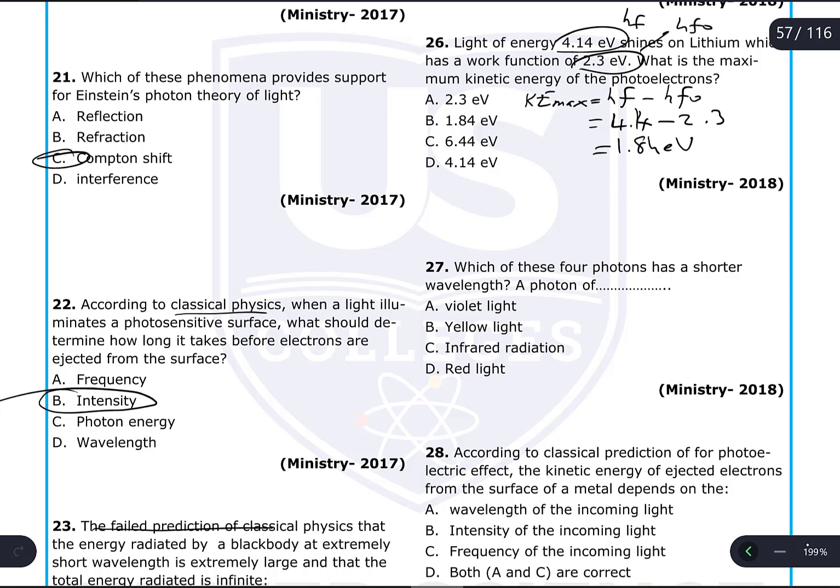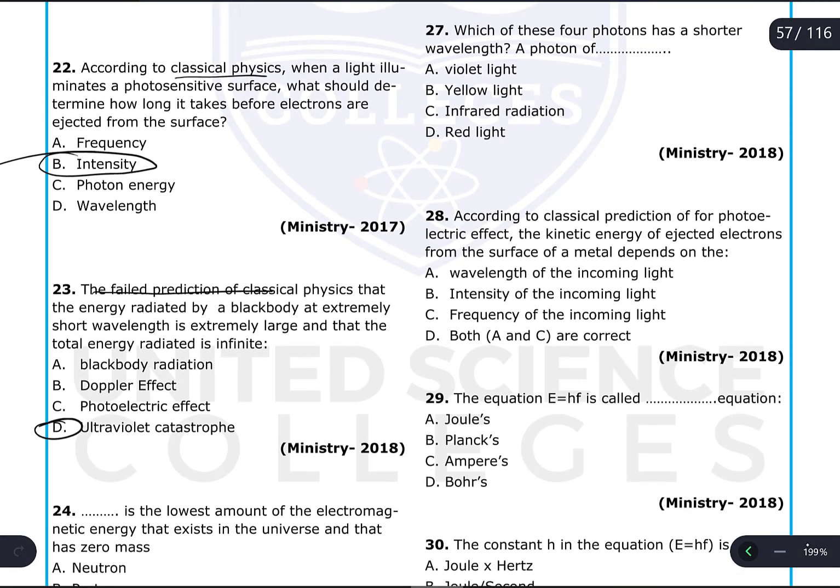1.84 electron volt is the maximum kinetic energy of the removed photoelectrons. Question number 27. Which of these photons has the shortest wavelength? Shortest wavelength, the one which has the greatest energy and also highest frequency, that is, violet. Violet is the photon in here which has the shortest wavelength, greatest energy.